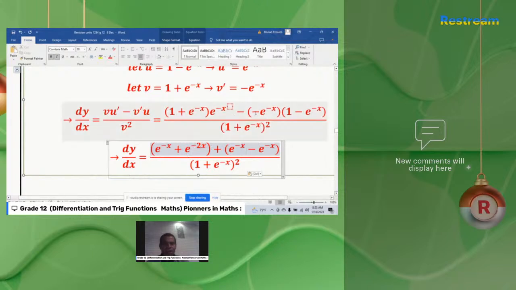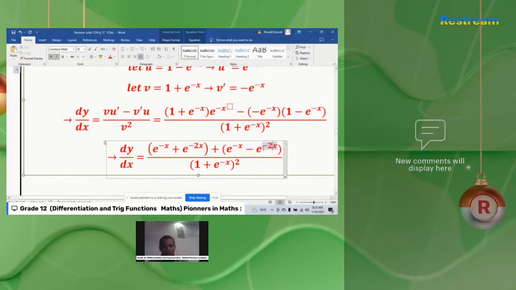Then minus multiplied by minus is positive. That's why we wrote the positive side. Then exponential of minus x multiplied by 1 is exponential minus x, and exponential of minus x multiplied by minus exponential minus x gives me exponential of minus 2x.